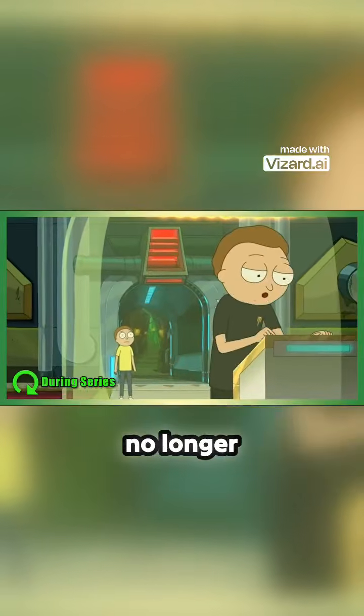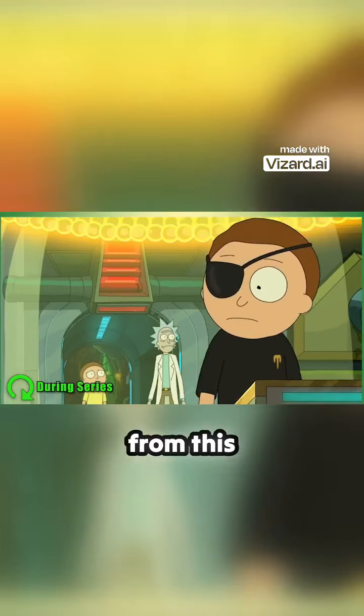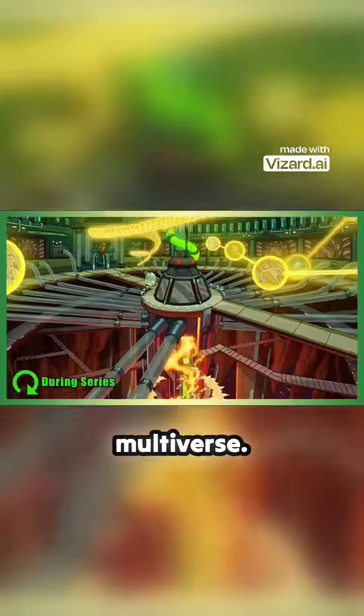And Evil Morty no longer wants a part of it, so he decides he's going to break free from this limited branch of reality and explore the multiverse.